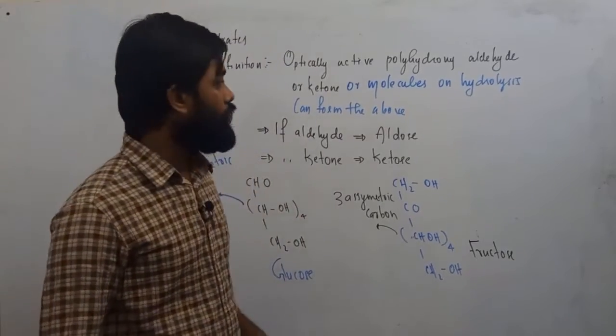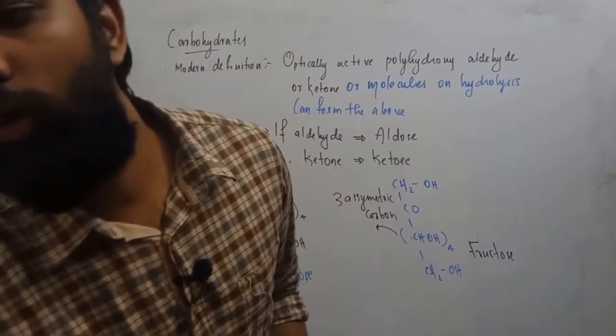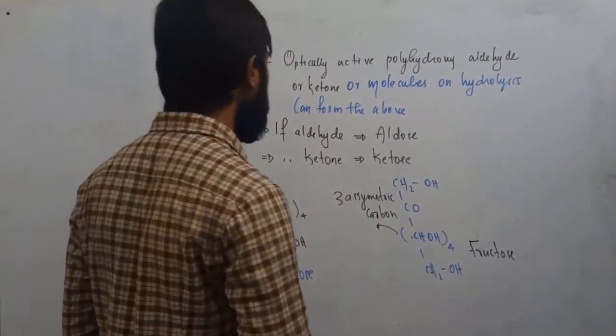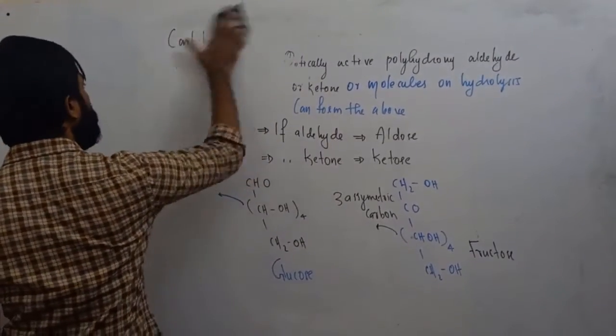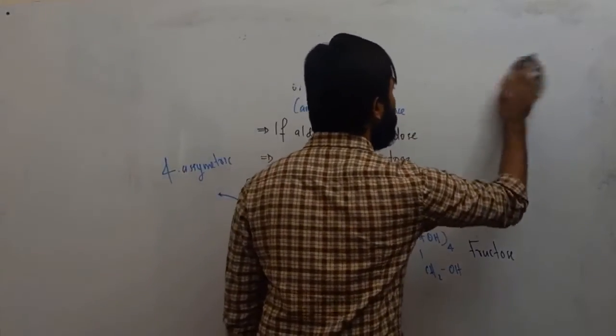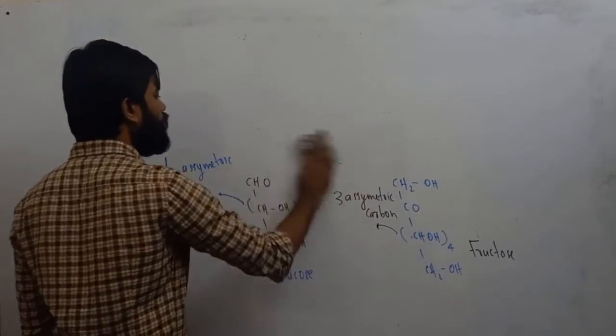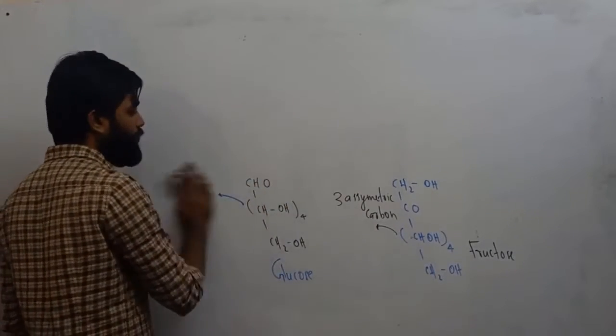Okay, so this is the actual definition of a carbohydrate. A carbohydrate should normally be optically active, polyhydroxy, aldehyde or ketone. Normally, there are some exceptions also. So that's all about the definition of carbohydrate.